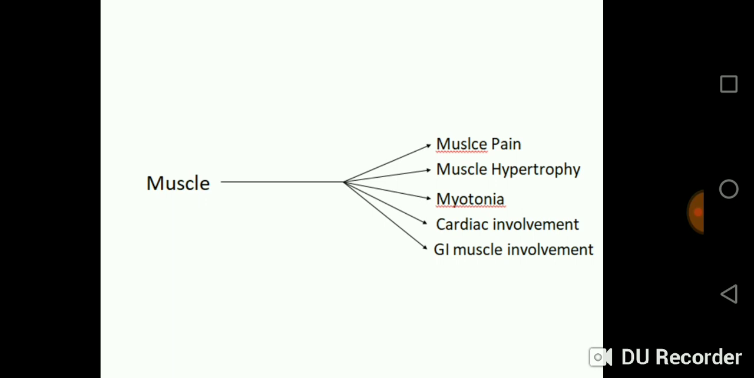The last site is muscle. The muscle involvement is characterized by muscle pain, muscle hypertrophy, myotonia, cardiac involvement, and gastrointestinal muscle involvement.